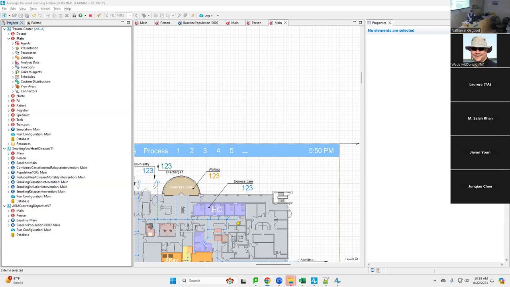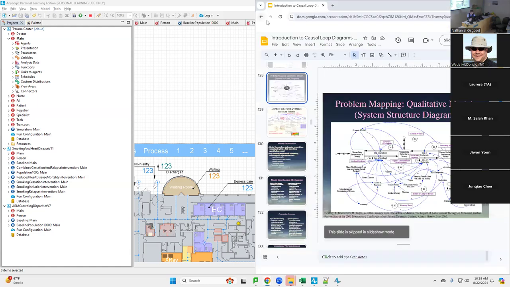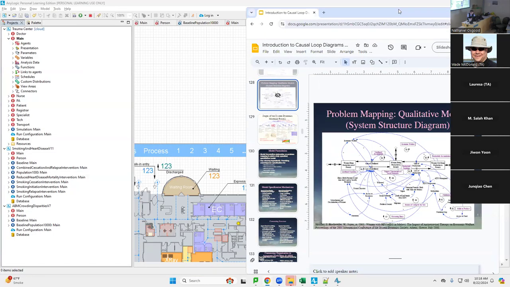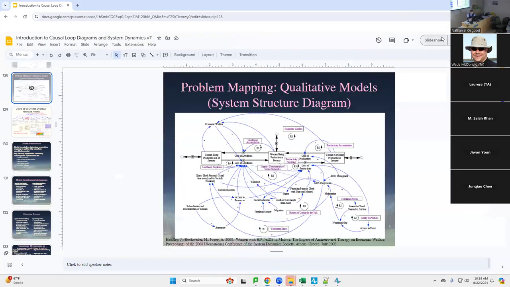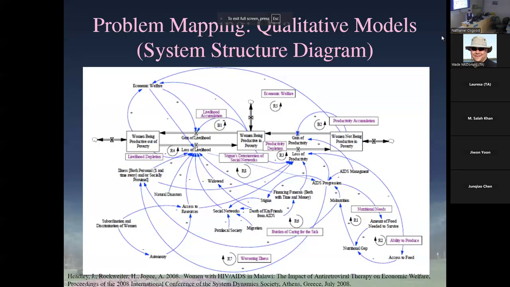a second thing that people do to navigate this, Jun Xiao. So a second thing they do is to say, okay, causal loop diagram's a little bit too squishy for me. I'm going to do work in system structure diagrams, which are like causal loop diagrams, but make the distinction further between variables that are stocks and variables that are flows. Okay. And here's a system structure diagram.